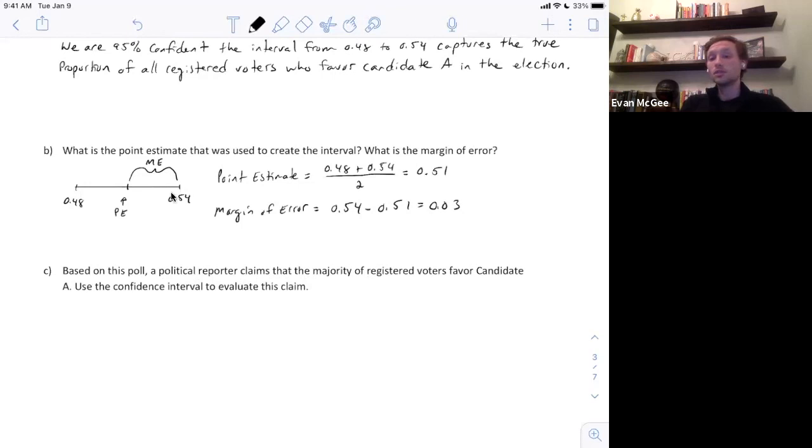Now, yes, we also believe that there could be values greater, but we don't have enough evidence to say it's definitely a majority because there are some values that are less than 50%. So because there are plausible values of p less than or equal to 50% in the confidence interval, the interval does not give convincing evidence that a majority of registered voters favor candidate A.